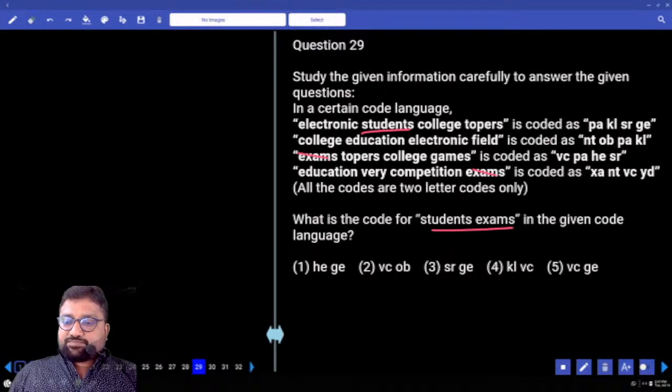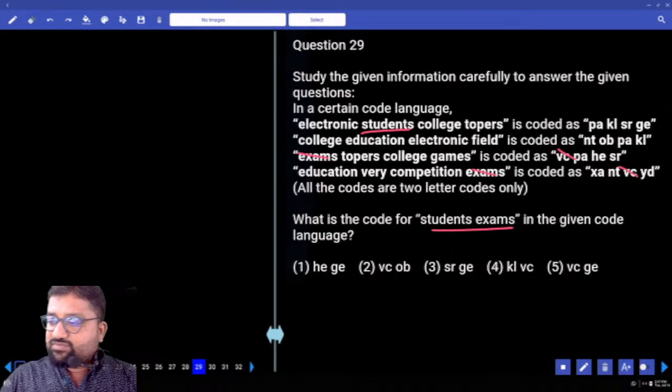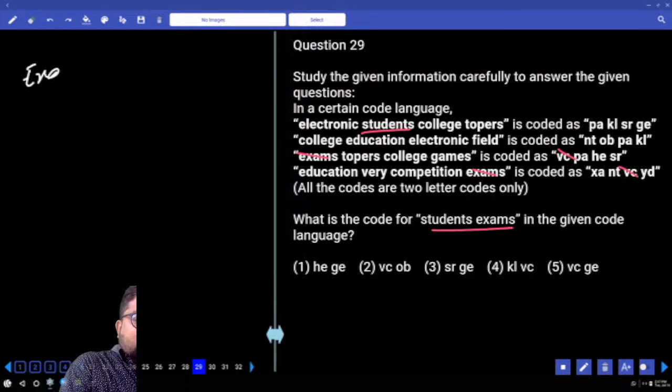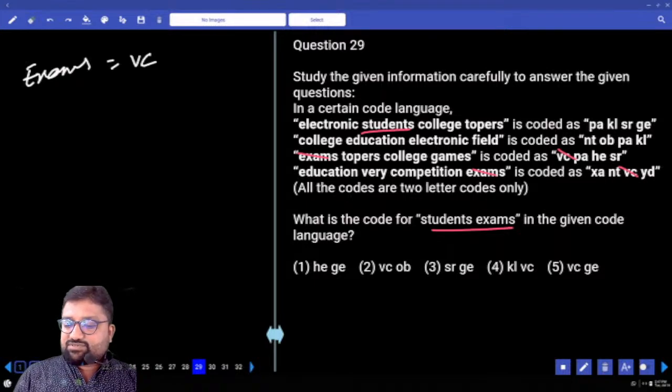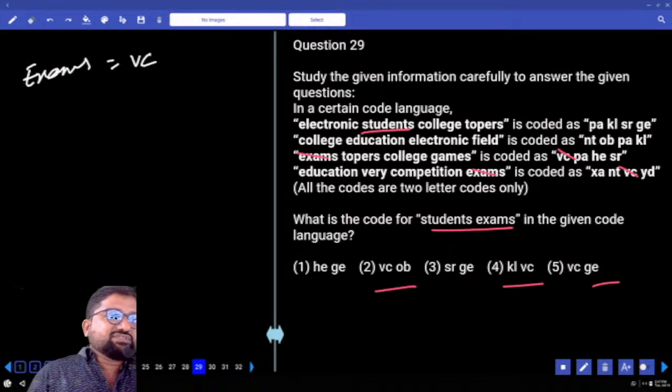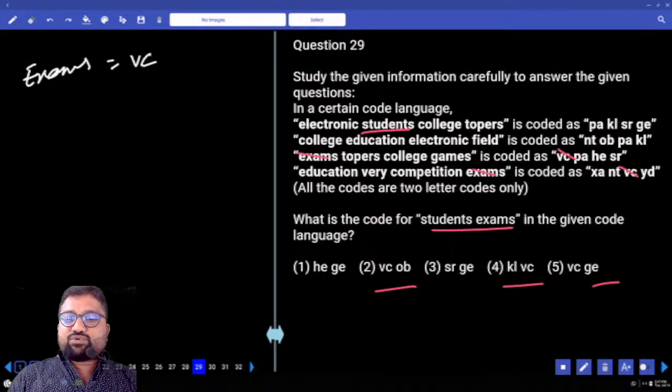Is exams the only word common? If exams is the only word common, on the right side also you'll have only one code common. What is that one code? VC. So clearly, exams equals VC. When I say exams equals VC, there are 3 options with VC. No other option, so I have to look for the other ones. Electronic. Do you see electronic in first and second? In first and second you also see college.